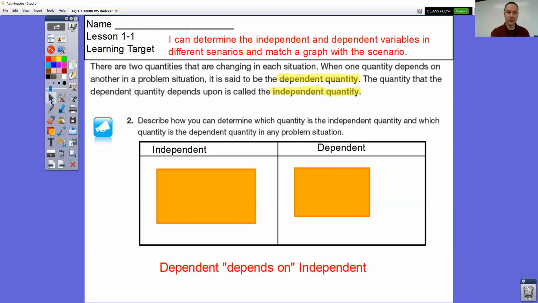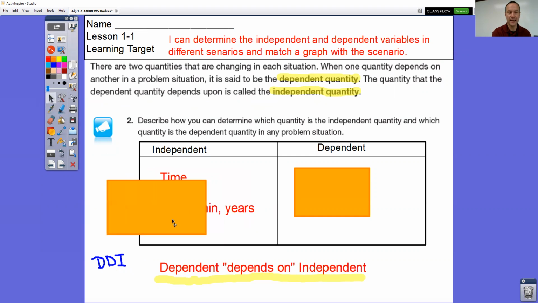One of the ways that you can really think about this is with this saying here at the bottom: the dependent depends on the independent. You'll see me quite often write D, D, I. The dependent depends on the independent.